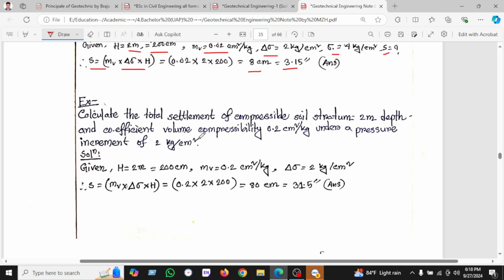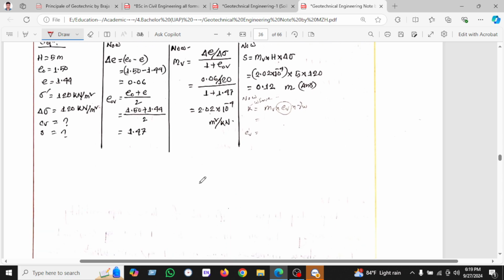Another example we have seen: calculate the settlement with the soil depth given as 2 meter, which is 200 centimeter, and the coefficient of compressibility given as 0.2, under a pressure increase of 2 kilonewton per meter squared, which is delta sigma here. So we have used the settlement formula, Mv delta sigma into H, and found 18 centimeter. Okay, let's see another example.